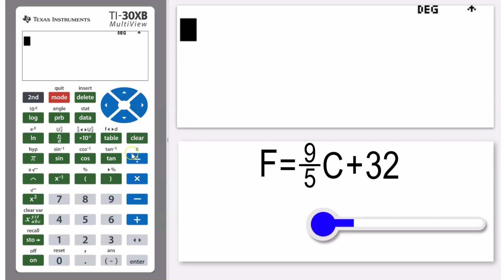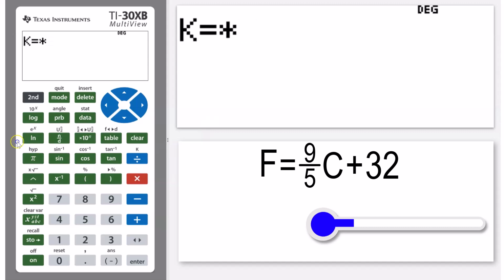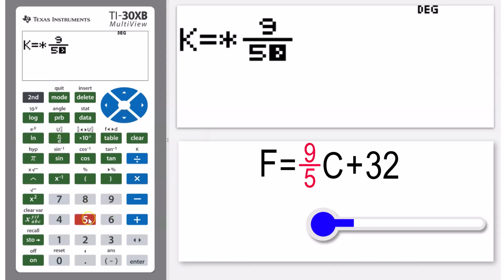Okay, so to access the k function, we're going to press second, and then the division sign there, which has got that k on the top of it. In here, it comes up with our k equals. And like I said, when we're converting from degrees Celsius into Fahrenheit, we're multiplying by a fraction of 9/5, and we're adding on 32 degrees.